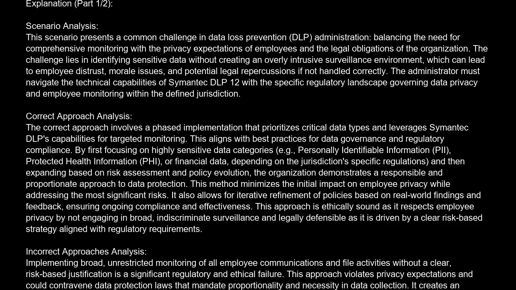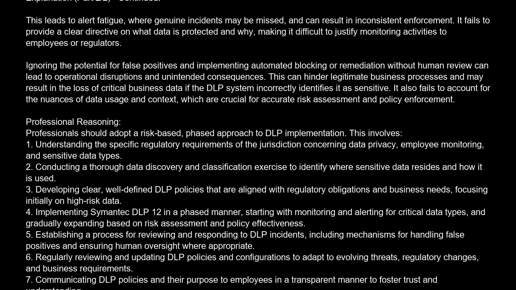Focusing solely on technical alerts without a defined policy framework or a clear understanding of what constitutes a data breach or policy violation is also problematic. This leads to alert fatigue, where genuine incidents may be missed, and can result in inconsistent enforcement. It fails to provide a clear directive on what data is protected and why, making it difficult to justify monitoring activities to employees or regulators.